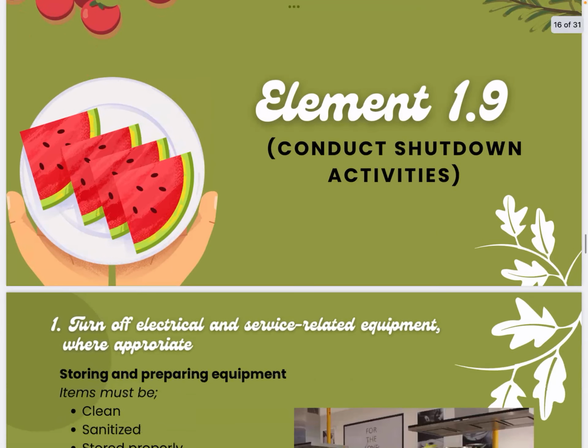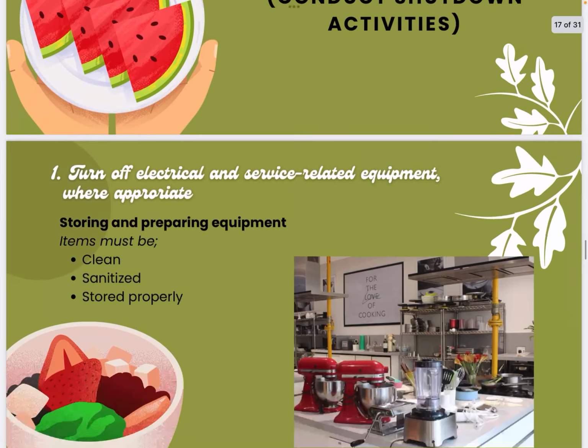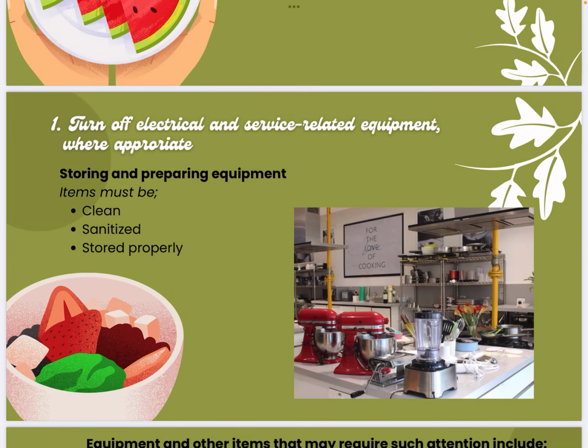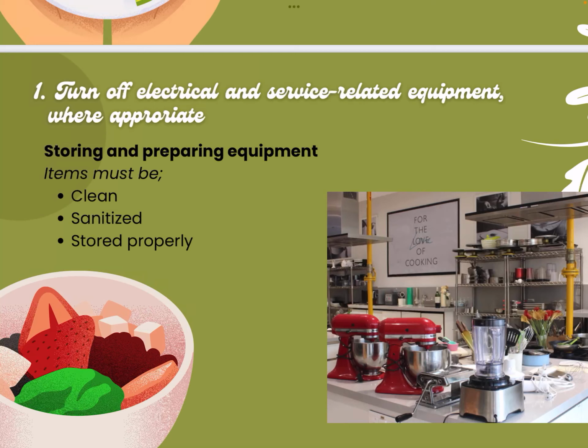Element 1.9, conduct shutdown activities. What are the things that you should check whenever the restaurant is about to close? What are the things that you have to do? Store and prepare equipment. Items must be clean, sanitized and stored properly.